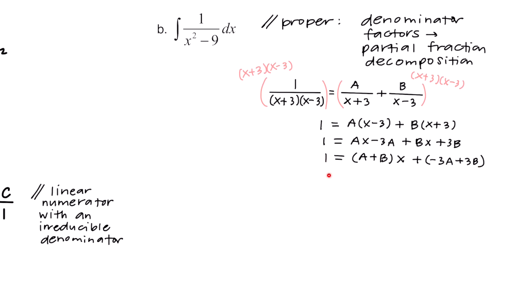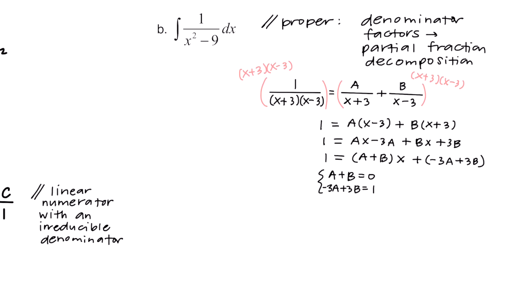Since this is an equation, we're going to look at this side. We don't have an x term. So we're going to take this coefficient of a plus b in front of the x, and set it equal to 0 because we don't have an x term over here. And then we have this constant expression, which is equal to this constant over here. So we're going to set negative 3a plus 3b equal to 1. So we have a system of two equations and two variables.